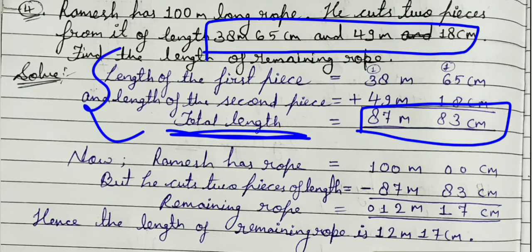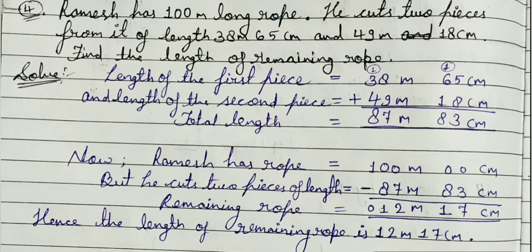This was the first step. Now let's see. Now Ramesh has a rope. You can see Ramesh has a rope 100 meter long. Bachcho, you can see here I wrote these 2 zeros. So don't focus here first. I will teach, and I will tell you why I wrote them here. First focus here. Ramesh has a rope 100 meter. Is that clear? But he cuts two pieces of length.